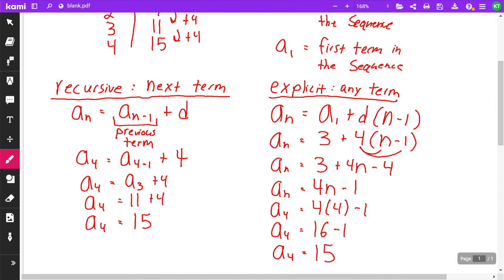Again, recursive is useful for telling us the next term. Explicit is useful for telling us any term in the sequence. And so if there's something to take away from this, it would be these parts right here.